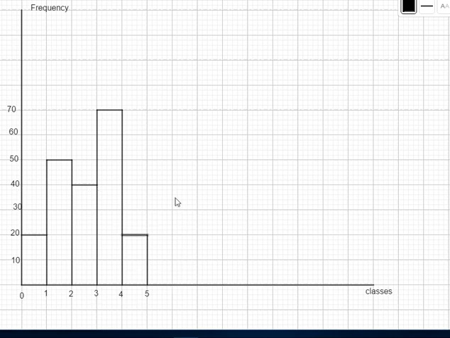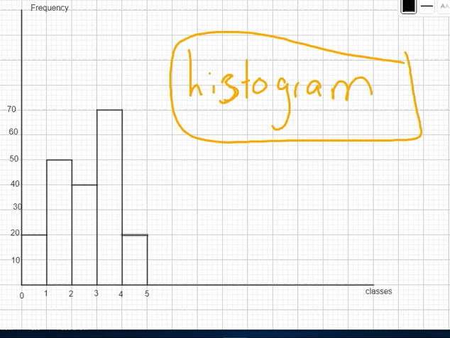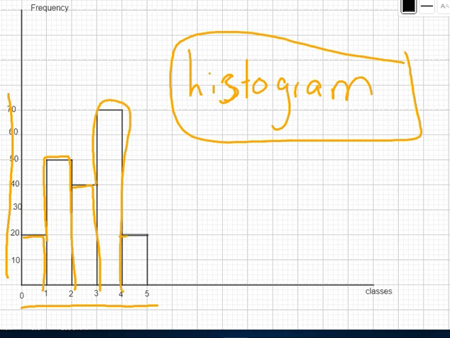Okay, so this is called a histogram. So if I ask you to draw the histogram of frequencies, you graph it like this. You put here the classes, okay, from 0 till 5 we have it, and here you put the frequencies up. You take the scale and then you make rectangles depending on the frequency of each class.